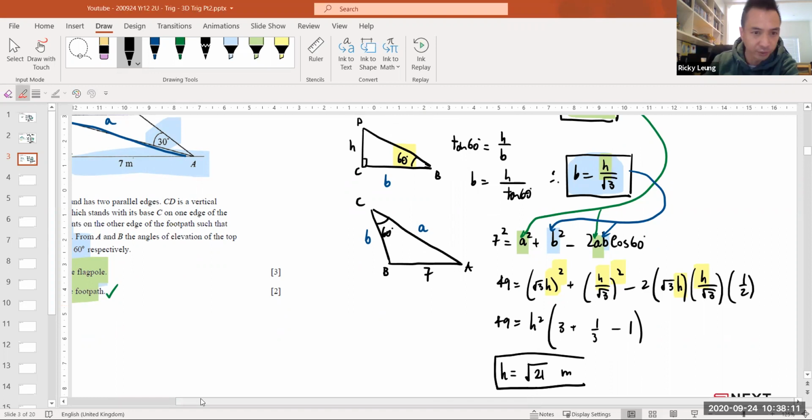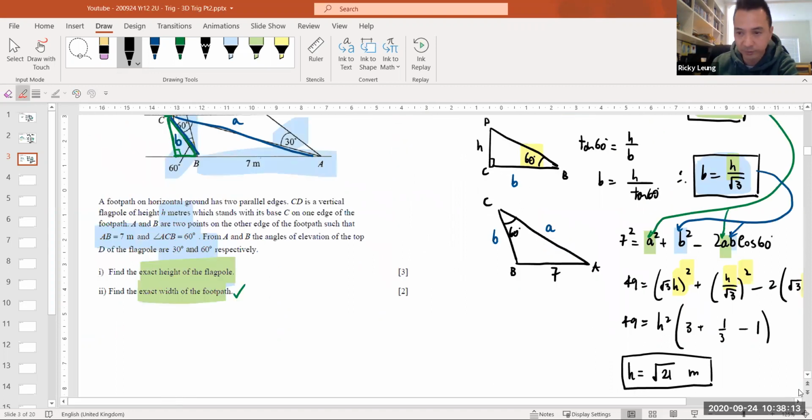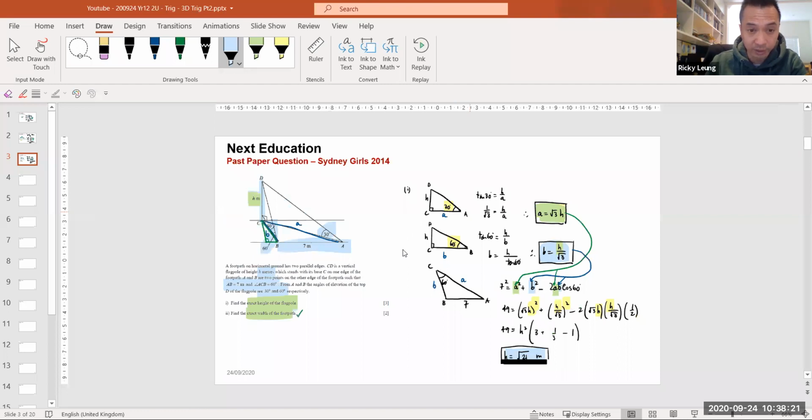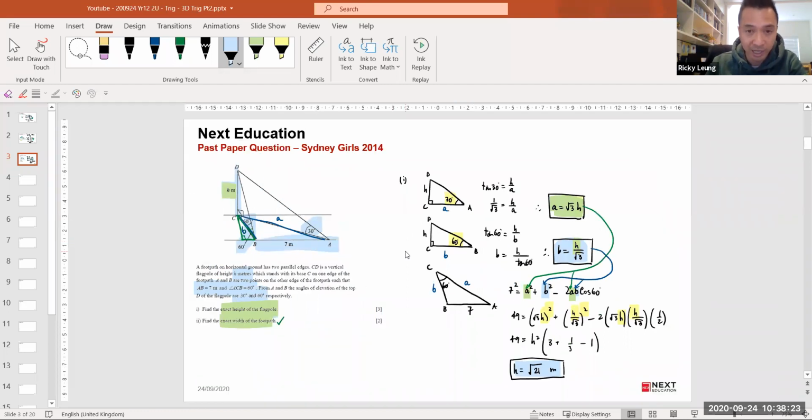I think the question is asking for the exact value, is that right? Exact height. So let's leave that as that. Yep, so the framework works, right? The framework is what it is, it hasn't changed. So part 1, classic 3 marker. Now part 2, let's have a look.